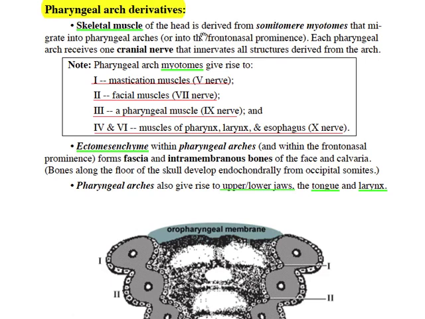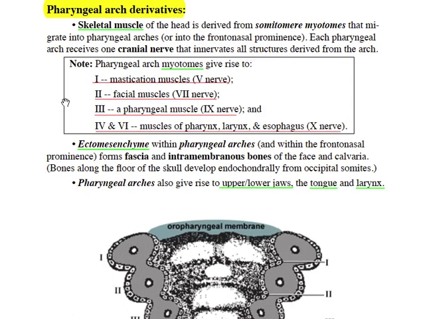Each pharyngeal arch receives one cranial nerve, which innervates all of the muscles that are derived from the myotomes that go to that arch. The first pharyngeal arch gives rise to the muscles which move the jaws, the temporomandibular joint. The second arch gives rise to muscles of facial expression. The third pharyngeal arch gives rise to one muscle of the pharynx, and the combined fourth and sixth arches supply muscles of the pharynx, larynx, and esophagus, those skeletal muscles.